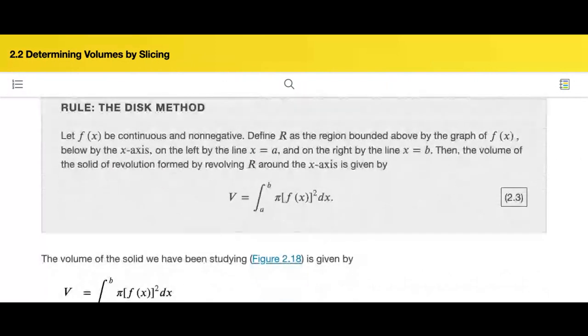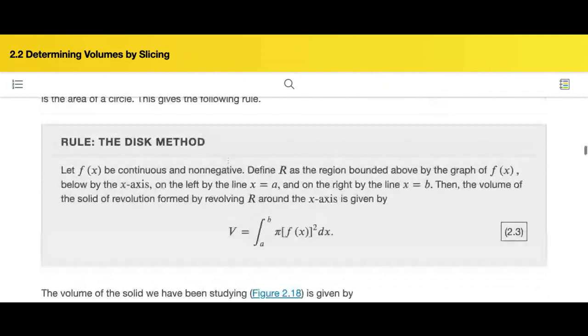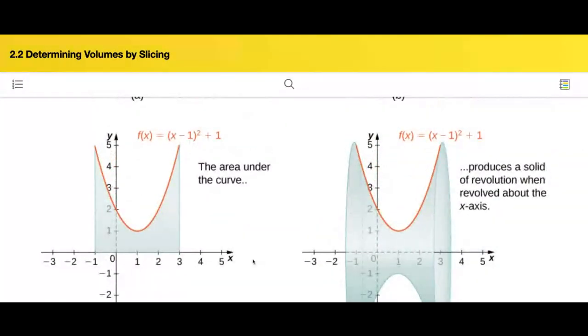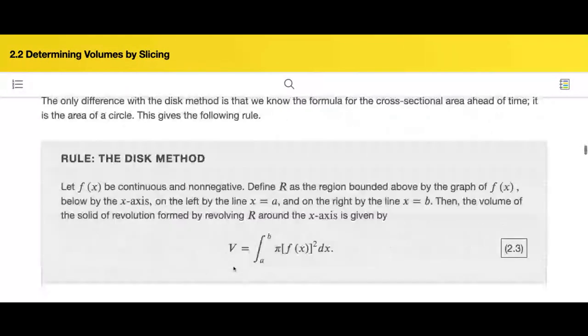So let's see this one. The disk method. Let f of x be continuous and non-negative. Define R, the region, bounded above by the graph of f of x, below by the x-axis. Oh, I think this is a typo. Below and above should be switched, right? It should be below the graph of f of x, above by the x-axis. Like this one: below the function, above the x-axis. So that's a typo.